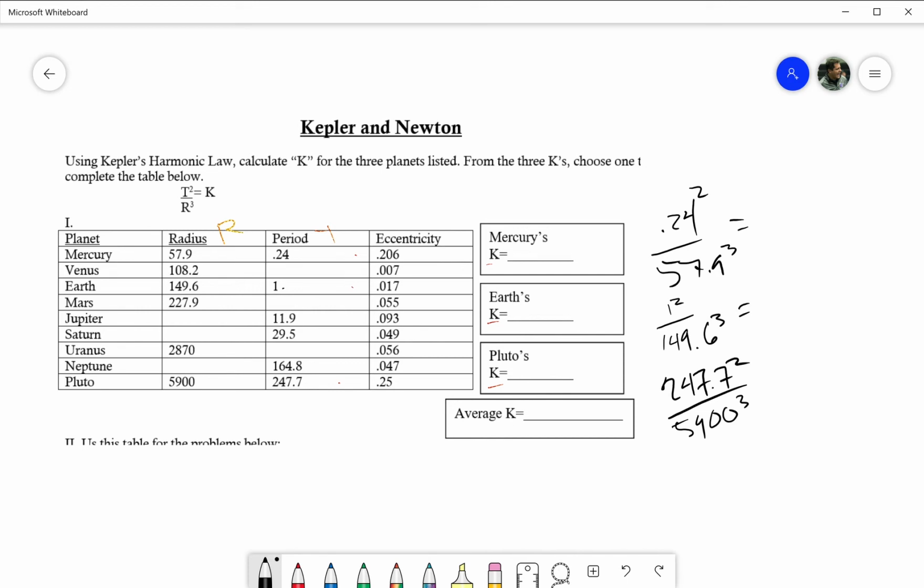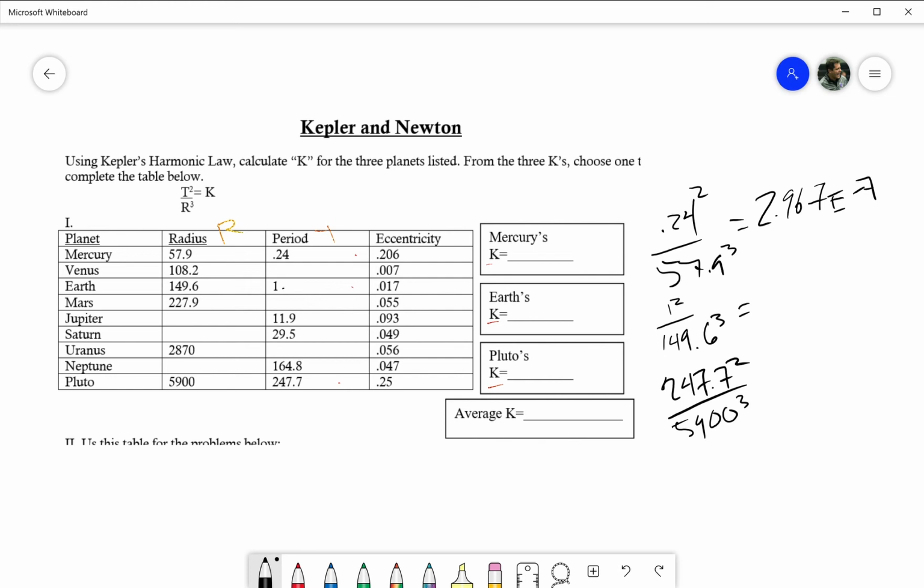And let me do the math on those. But the idea is this. You're going to get all of them to be equal to this, pretty much the same value. So I have 0.24 squared divided by 57.9, math 3 on your calculator, and I get 2.967 times 10 to the negative 7th.